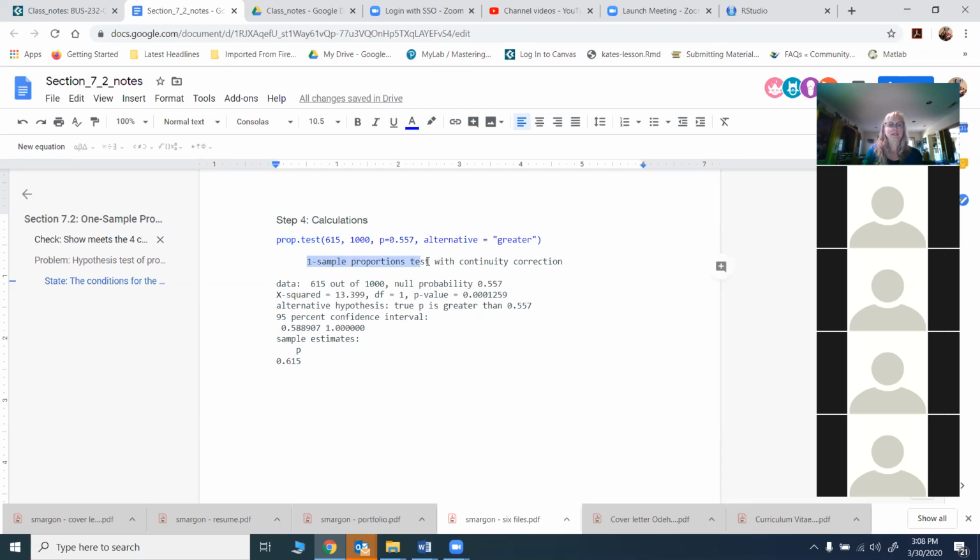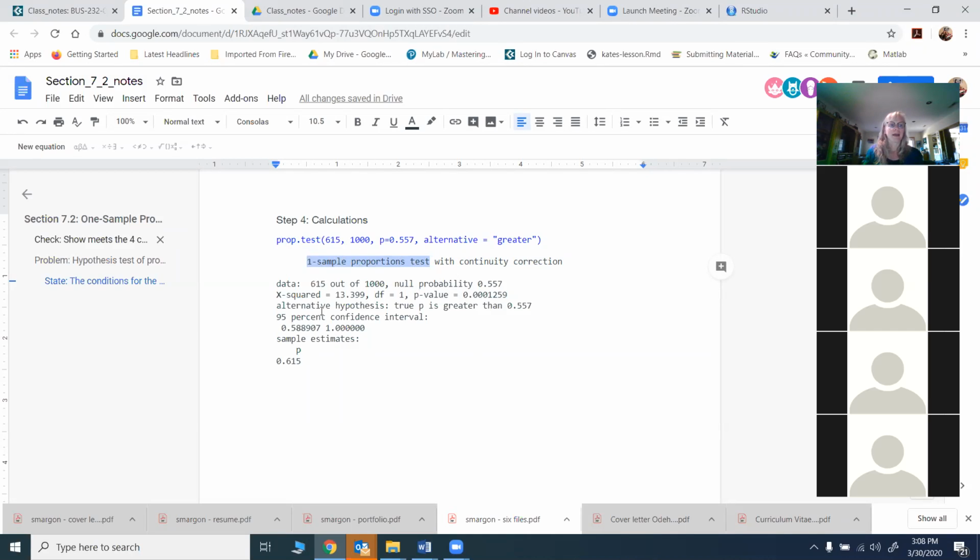This very first thing says a 1-sample proportion test with continuity correction. This is something R does, and a lot of people use this continuity correction, so I just leave that there. But the most important thing is it tells me I did a 1-sample proportion test. If that's not the test you meant to do, it'll say something different, so make sure it says the kind of test you want. It's called 1 sample because there's only 1 sample taken, those 1,000 people's responses.